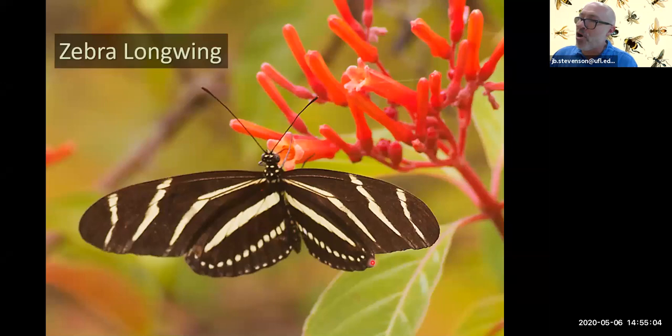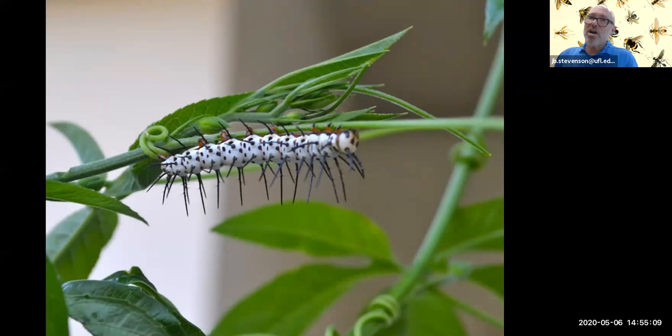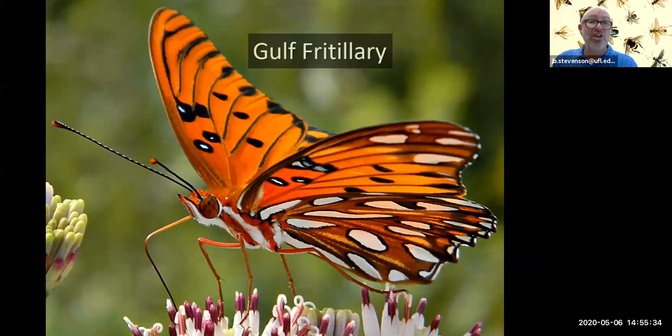The larva of the zebra longwing is not as spiky as it looks, but that spiky look is a defense. Do not touch me. I do not like to be touched. I'm covered in spikes, even though their spikes are technically very, very soft. It's an illusion. Their larval host plant is the same as the Gulf fritillary. And this is a great slide of the Gulf fritillary. You know the fritillaries, the bright orange with the distinctive, very silvery underside.